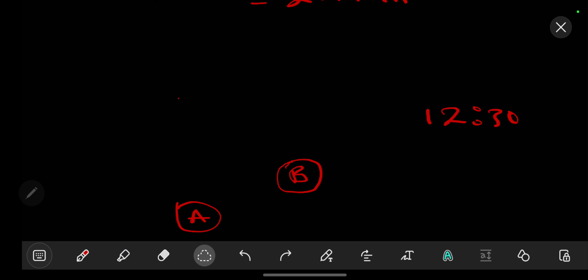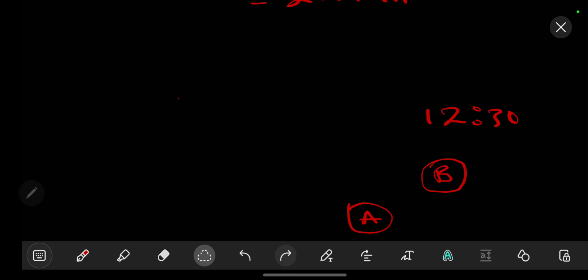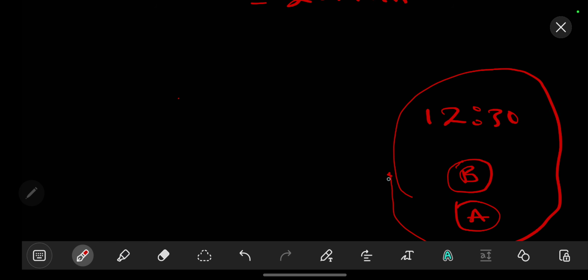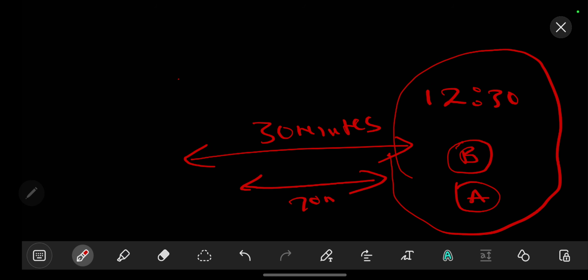We have person A starts to move and B is also moving, but A is moving faster. In the actual sense, the only reason these people have reached at the same time is that person A has moved for 30 minutes, but person B has moved for only 20 minutes. So we are going to apply this same principle to this problem.